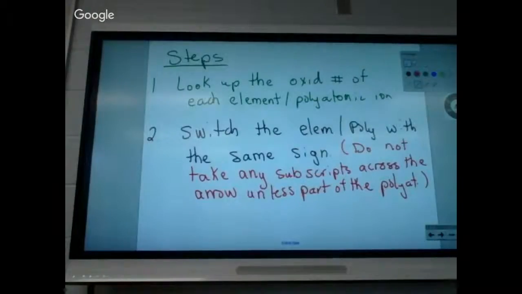By same sign, you mean positive, negative? Yes. So if you have two elements that are positive, you'll switch the two that are positive. If you have two that are negative, you'll switch the two that are negative. For single displacement, you will only have two that are positive or two that are negative. When we do the double displacement, you'll have both, and you can choose whichever one you want to switch.